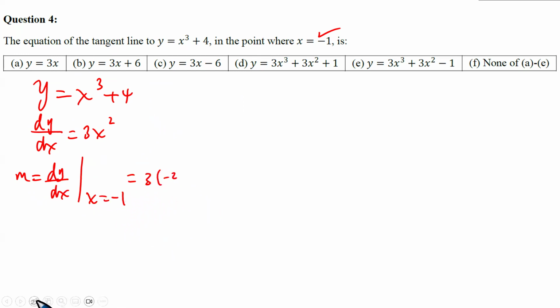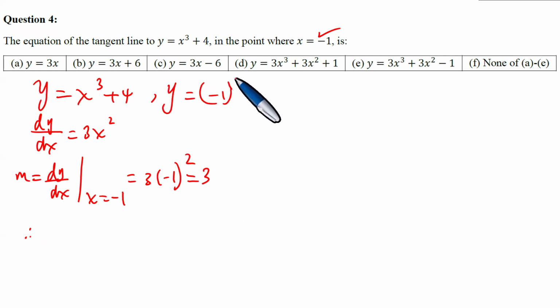We have 3 times -1 squared, and the result is 3. Now, we found a slope, which is the gradient. And we also note that y equals -1 cubed plus 4, which is exactly 3.